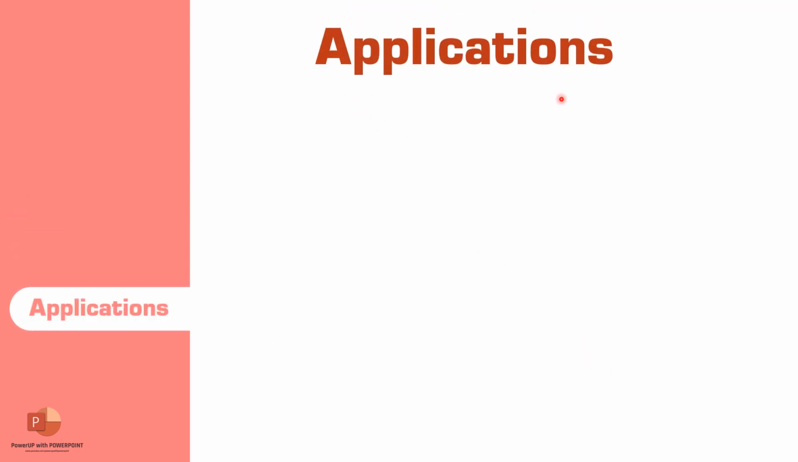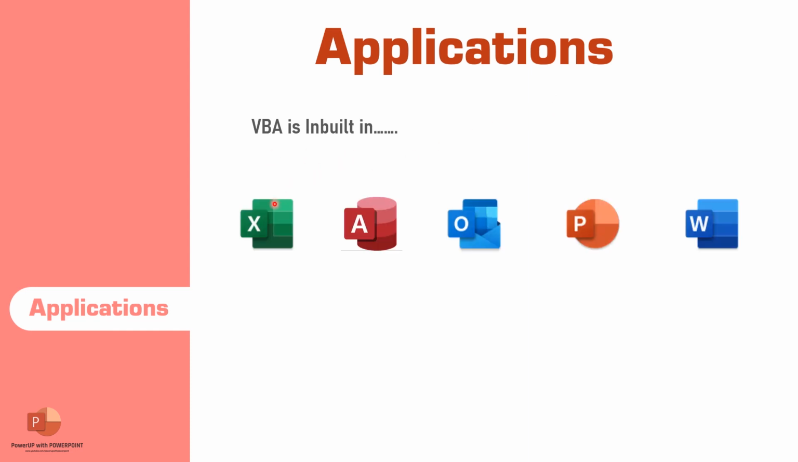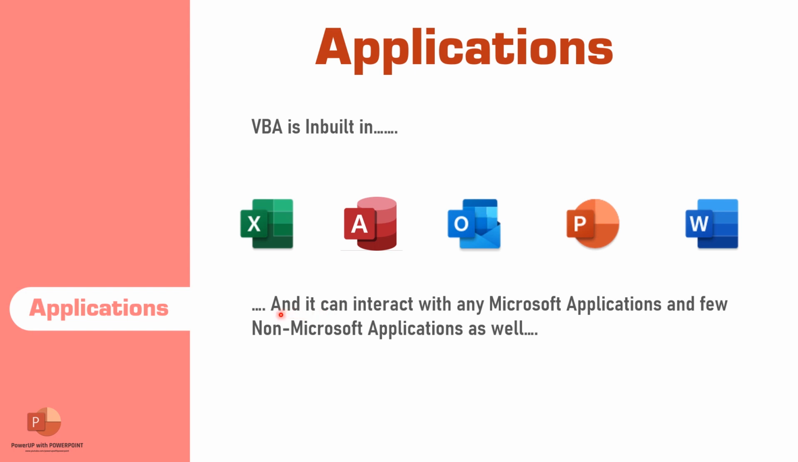Next we will see the different Office applications which have VBA as an inbuilt feature. So VBA is inbuilt in Excel, Access, Outlook, PowerPoint and Word. And as we know, VBA is popularly used in Excel and Access because of their data handling capabilities. Using VBA, we can interact across different Microsoft applications, like we can make Excel interact with Access, Outlook, PowerPoint and Word, and also we can make PowerPoint interact with other applications like Access and Excel. We can also interact with a few non-Microsoft applications using VBA, but let's not discuss them here.